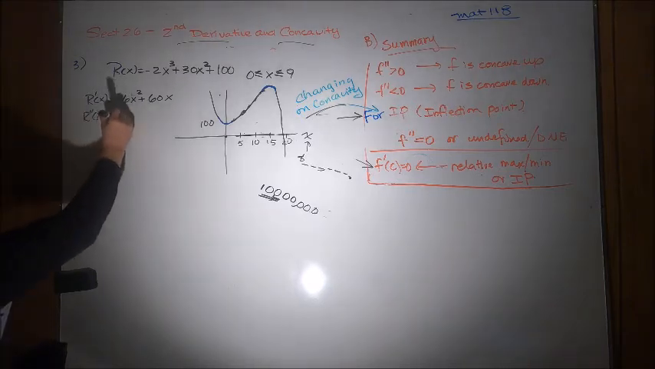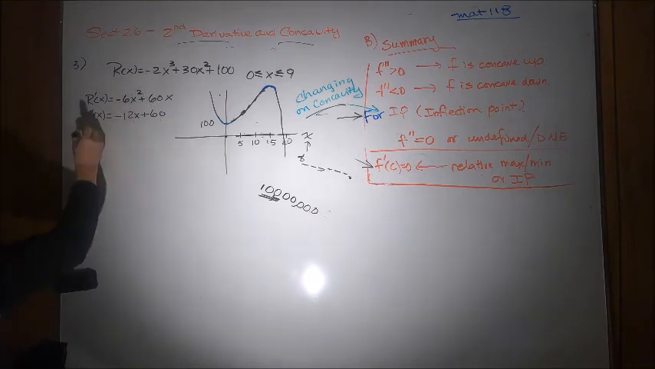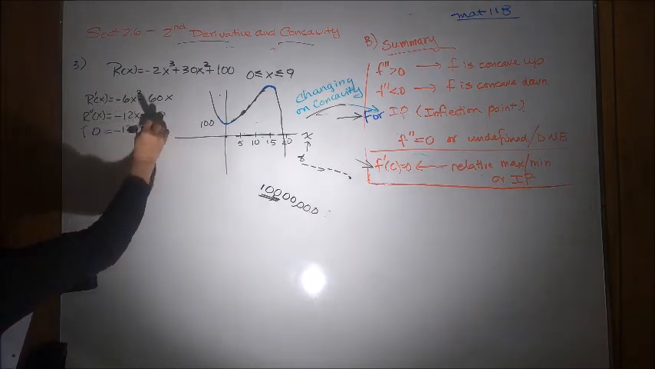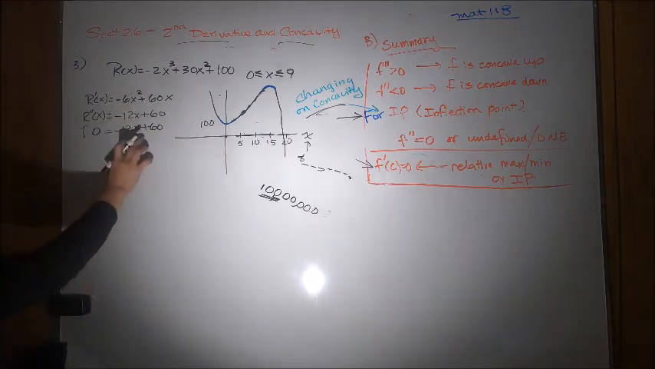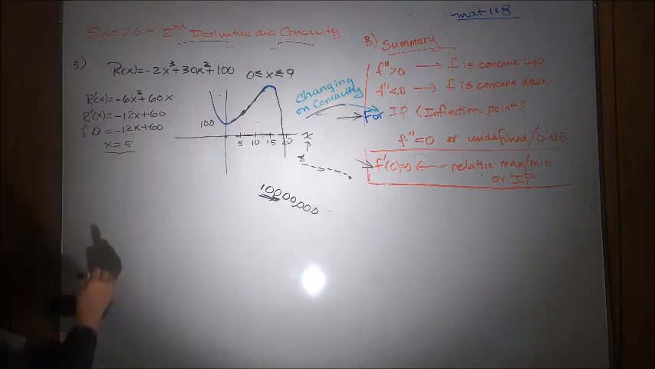And f prime prime will be what? Negative 12x plus 60. Then you make this 0, right? So that would be your equation. Then you solve the linear equation. So your x is what? 5.